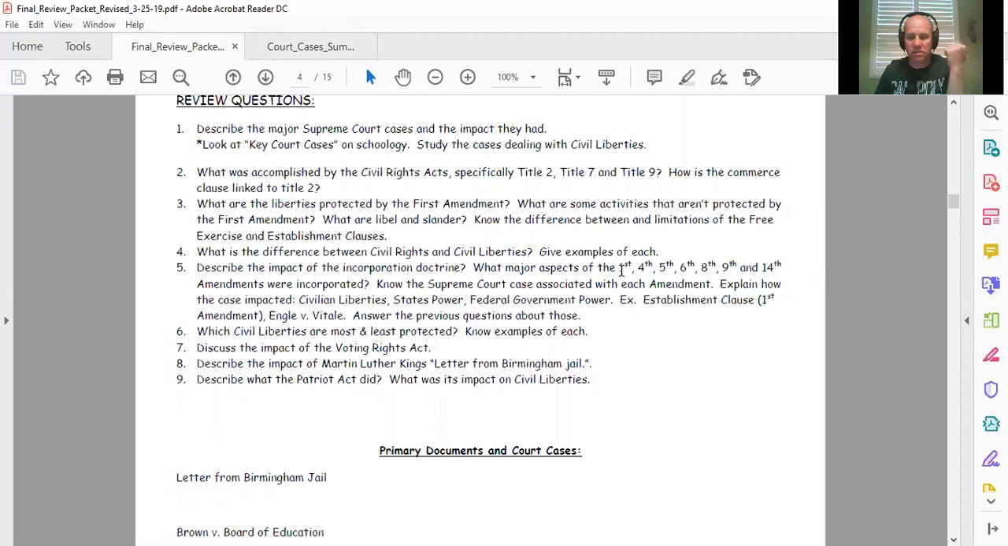All the court cases, Schenck versus U.S., Wisconsin versus Yoder, Engel v. Vitale. The Second Amendment, McDonald, I need to put that on there. Well, I can't. McDonald versus Chicago incorporated that. The Sixth Amendment, Gideon versus Wainwright incorporated that.